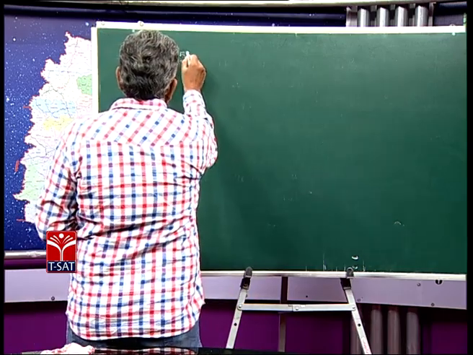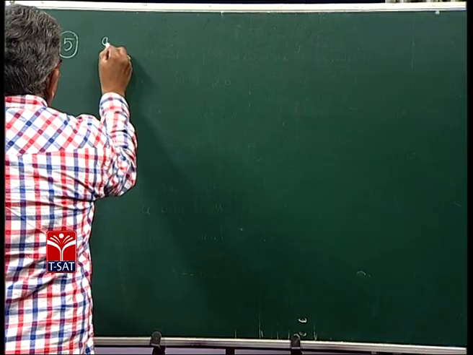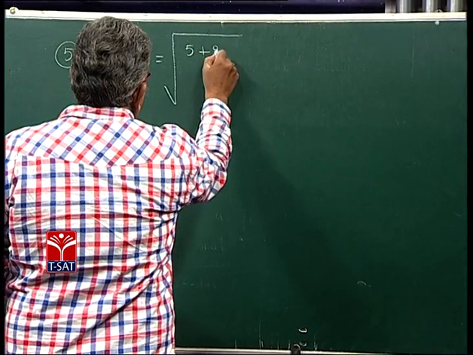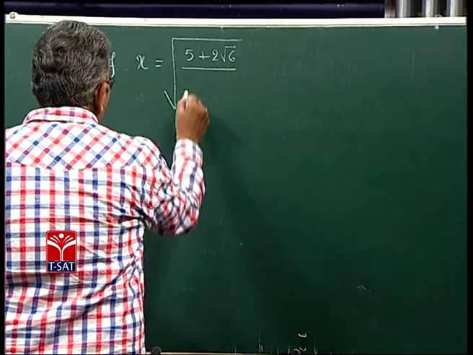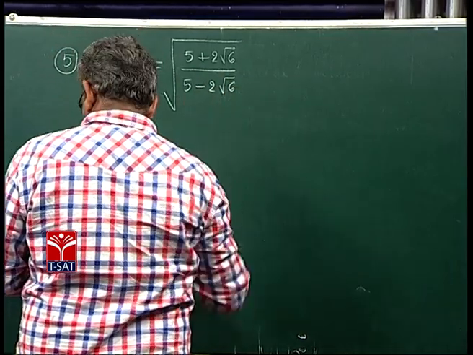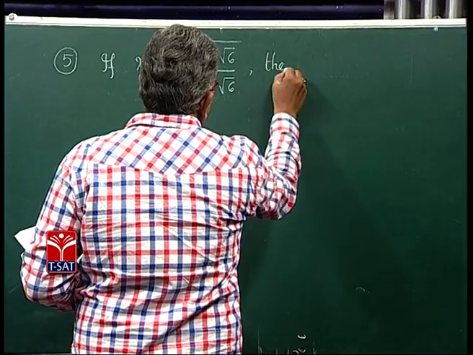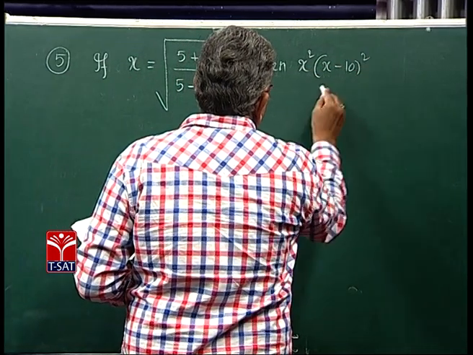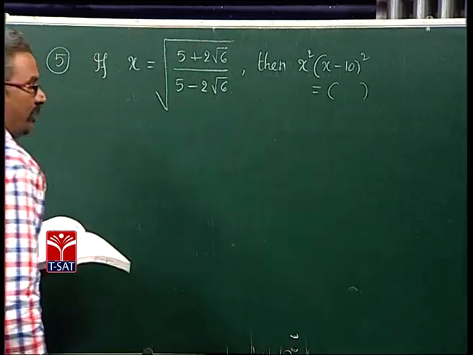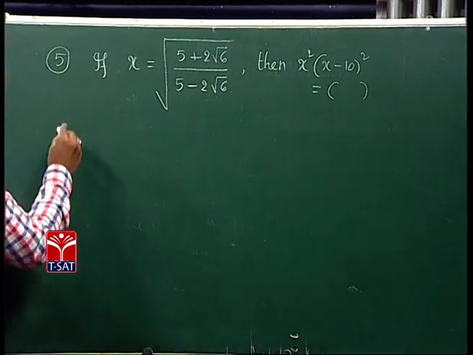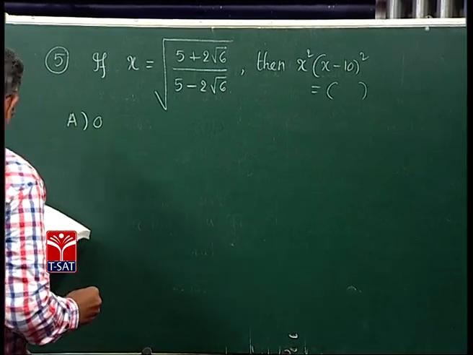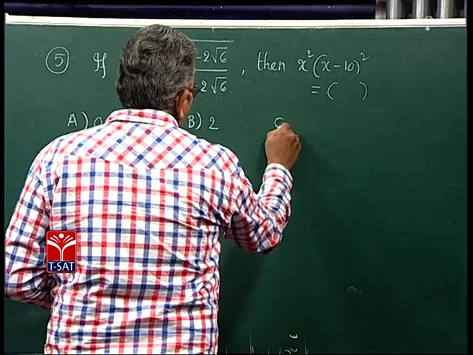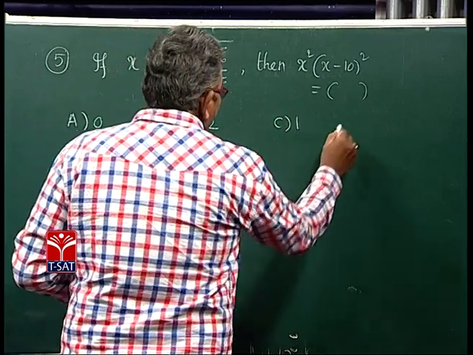Now, a very interesting question, the fifth one. If x is equal to root of (5 plus 2 root 6) by (5 minus 2 root 6), then x square into (x minus 10) whole square is equal to: A, 0; B, 2; C, 1; D, 3.